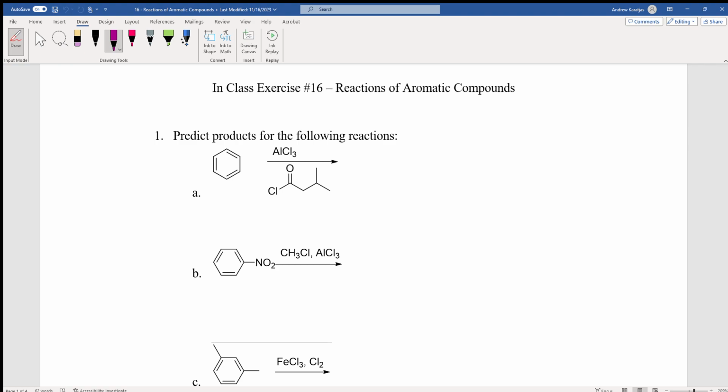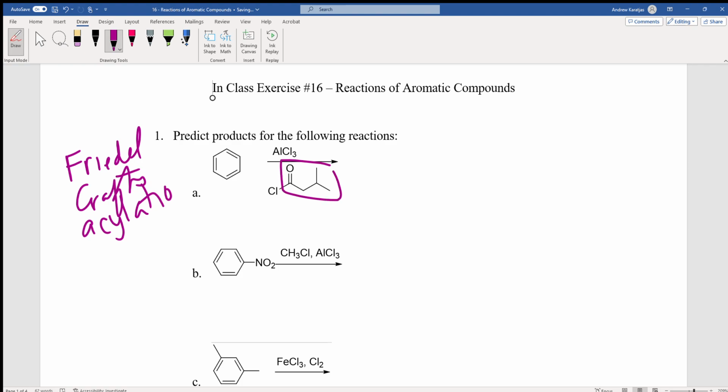So we start here in part A. We see aluminum chloride, a Lewis acid, and an acid chloride. And that should tell us that we are, in this case, dealing with a Friedel-Crafts acylation reaction. And that means we'll end up with the substitution of this group onto our aromatic ring.